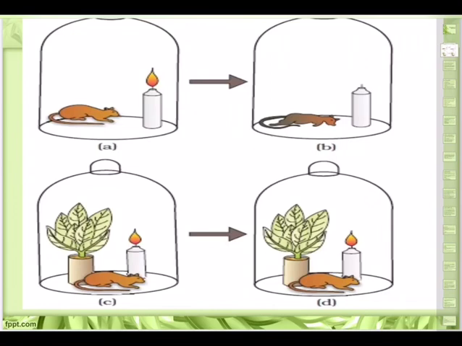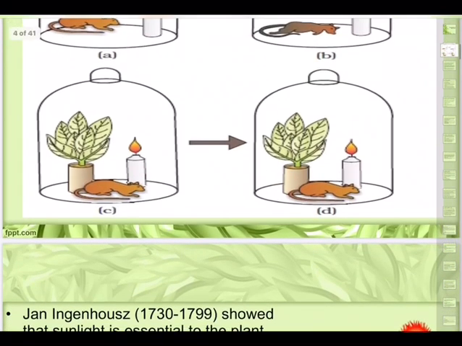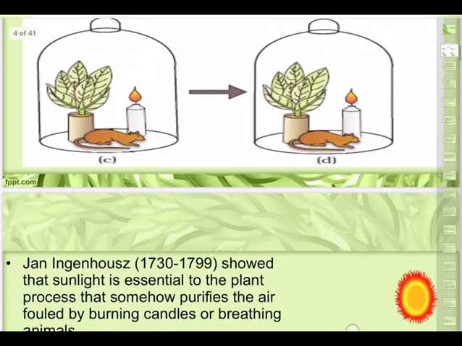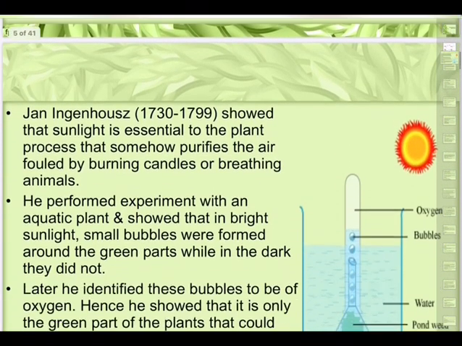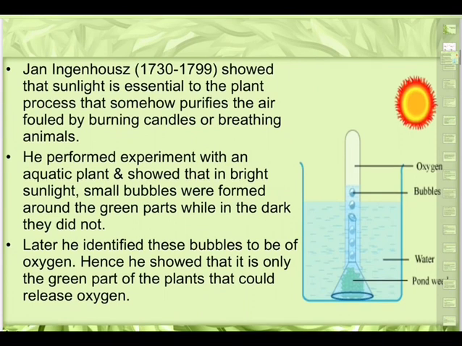And now what he has done in the next experiment, you can see in diagram C, he has placed a plant there. So when the candle is burning, it's releasing CO2 that is taken up by the green plant placed here, and the green plant undergoes photosynthesis and releases oxygen. That oxygen made the candle burn as well as the mouse survive. So that is how Joseph Priestley concluded that there must be oxygen for the survival of animals.